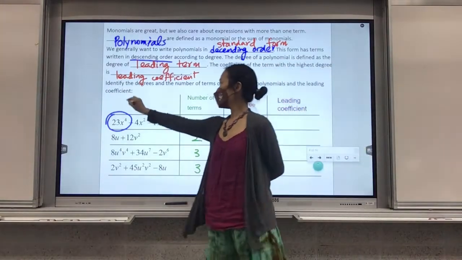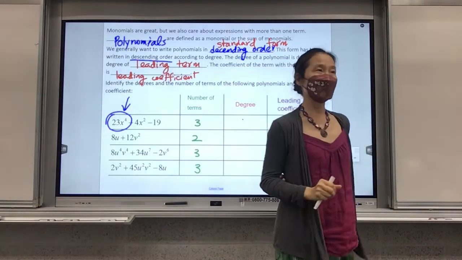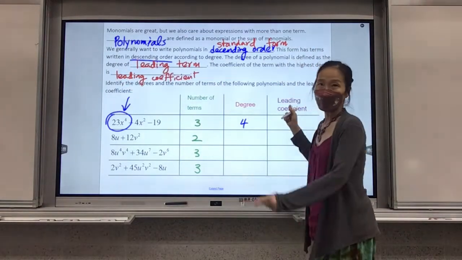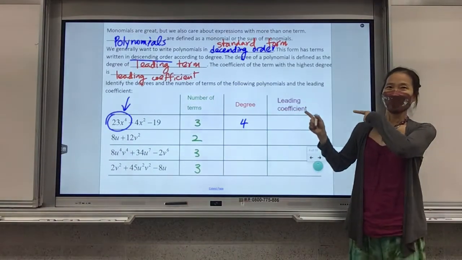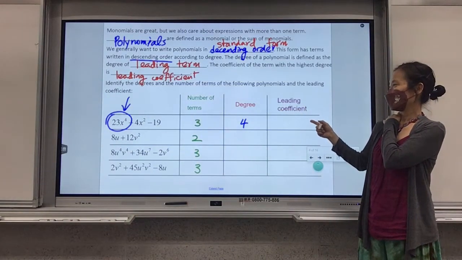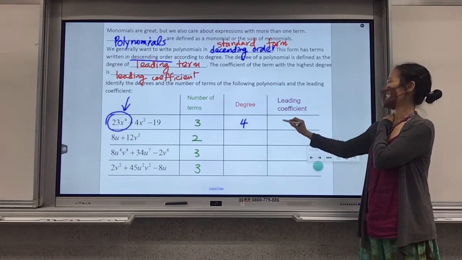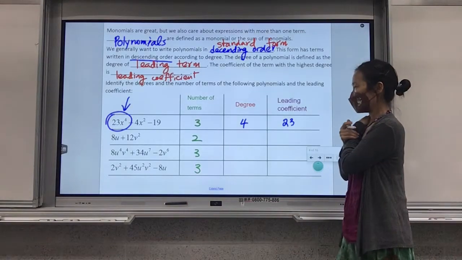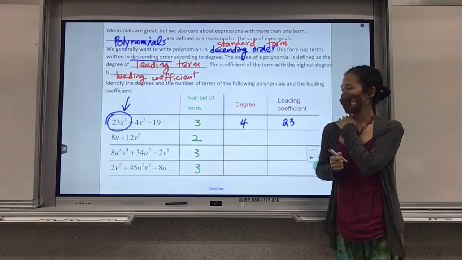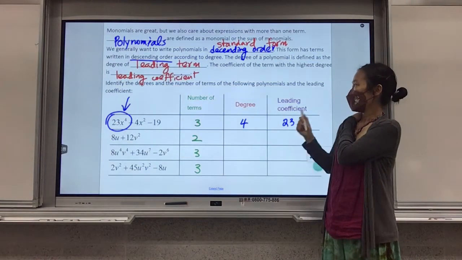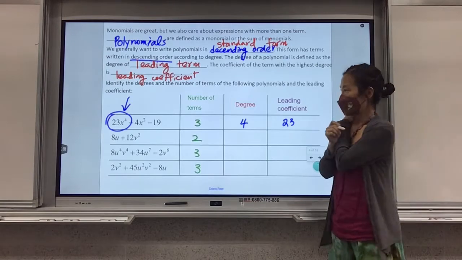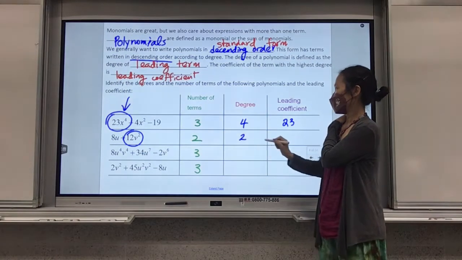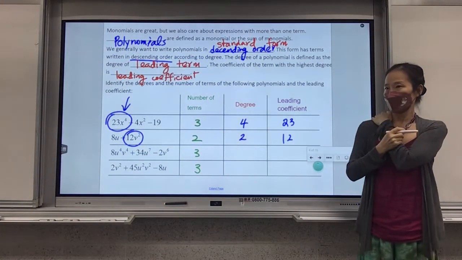4. Yeah. That leading term is the determination of the degree, not adding all the powers of each term. So degree of 4. And what is the leading coefficient? 23. Great. All right. Audrey, can you help me with the second polynomial expression? Which term is the leading term? 12e squared. And the degree is 2, leading coefficient? 12. Excellent.